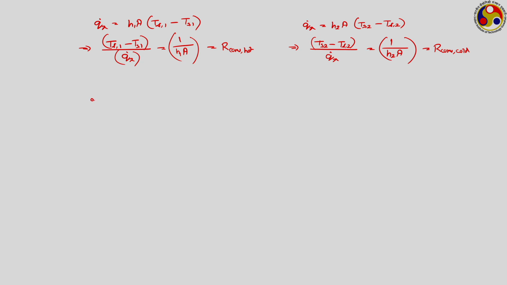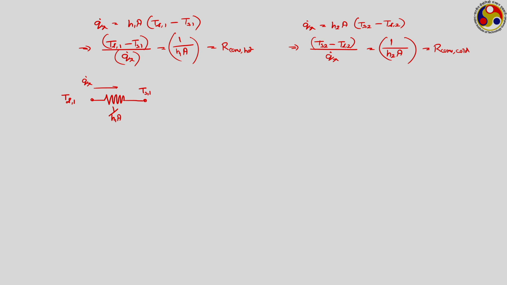To start with, we have a potential energy source maintained at temperature T infinity 1. Then via convection, it is transmitting energy to another node maintained at temperature Ts1, and this heat transfer is happening through a convective resistance, which is 1 by h1 into A, and q dot x amount of heat is getting transmitted.